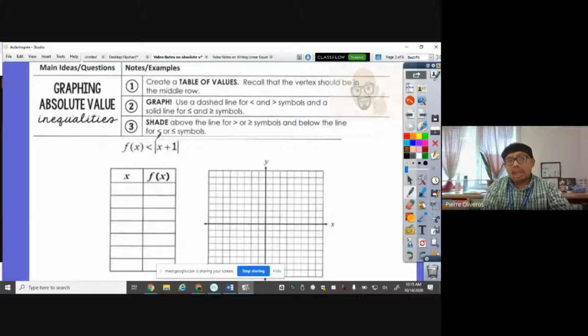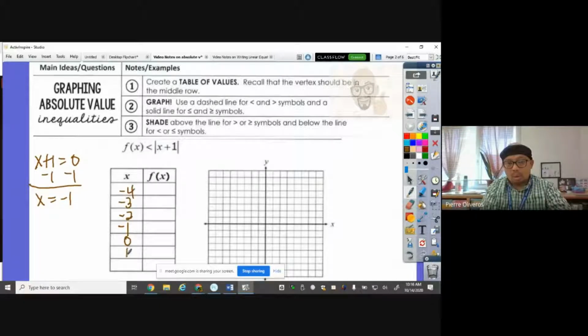f of x is less than absolute value of x plus 1. First, grab the expression x plus 1 and set it equal to 0. Minus 1, so therefore x equals negative 1. So put negative 1 somewhere in the middle there. And then think of numbers that are before negative 1 and after negative 1. So I'm going to put negative 2, negative 3, negative 4, and I'm going to put 0, 1, 2. Now I'm going to plug in these x values.